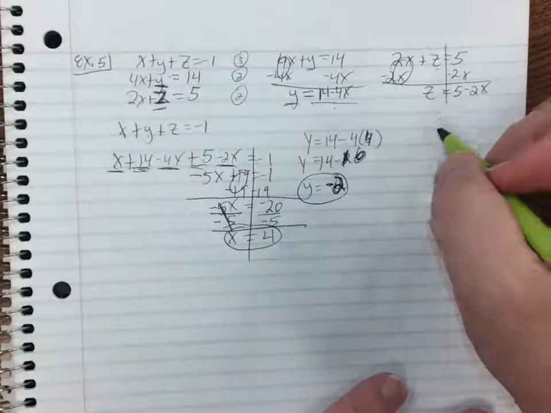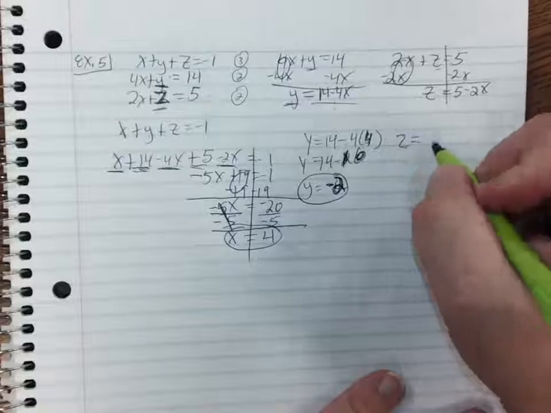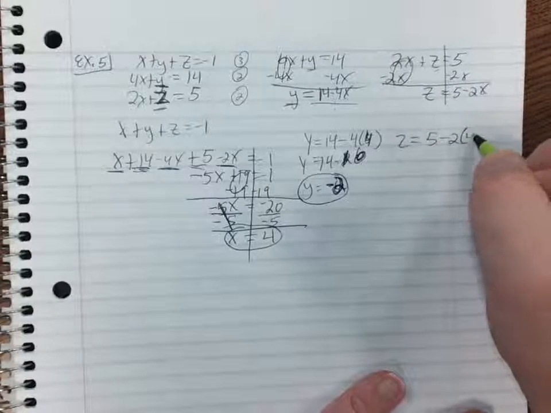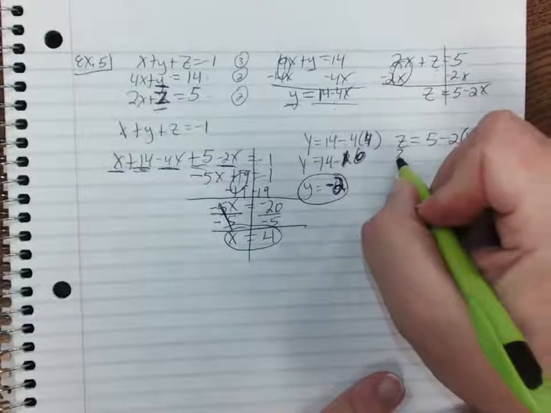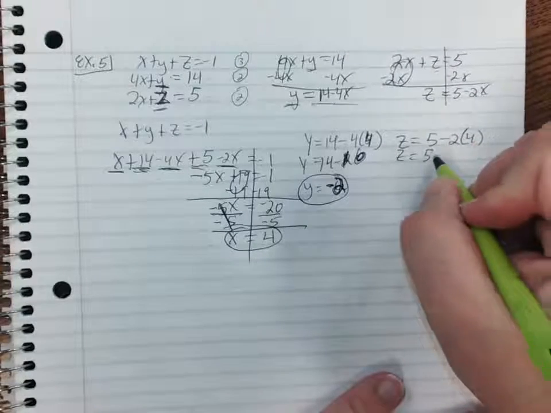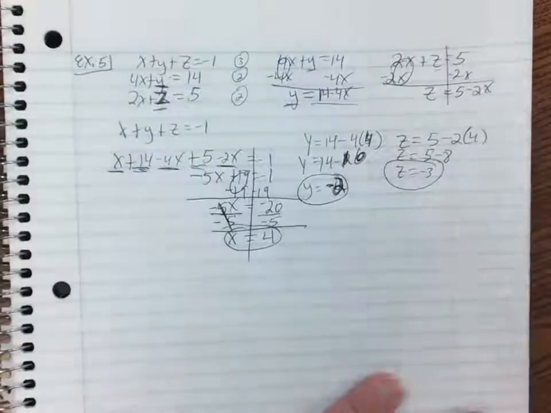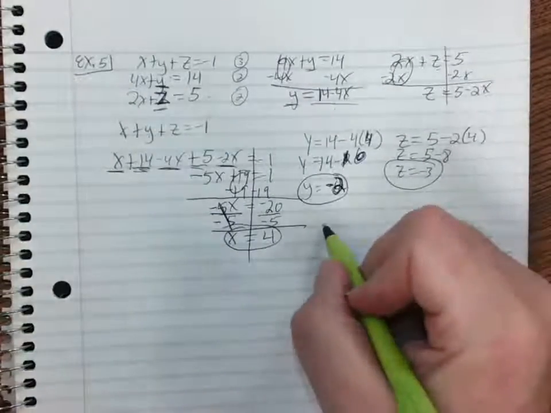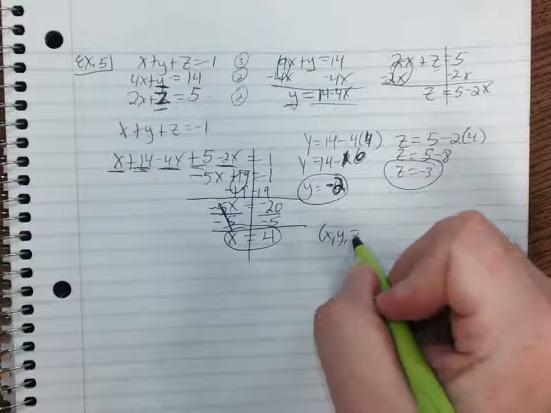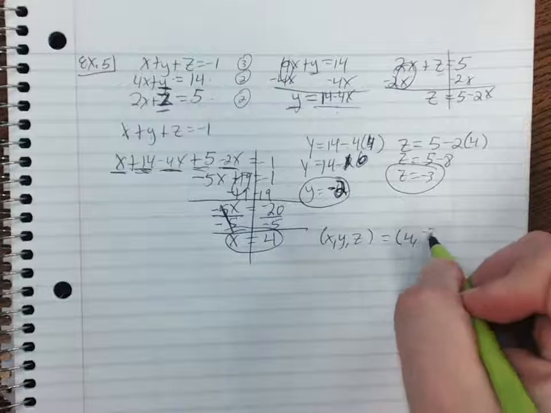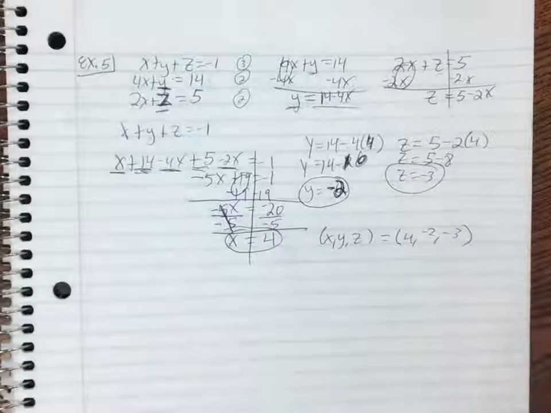Then we'll do the same thing with z, right? We've got z equals 5 minus 2 times x. Well, x is now 4. So I can multiply 2 and 4 and get 8. So I get 5 minus 8, which is negative 3. So my solution is x, y, z equals 4, negative 2, negative 3.